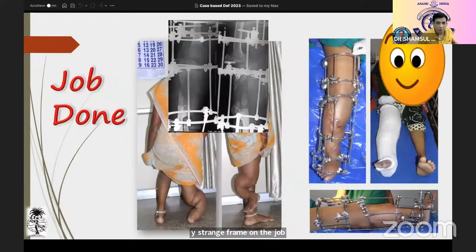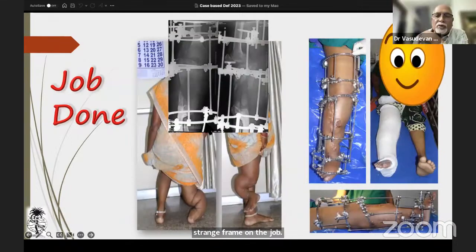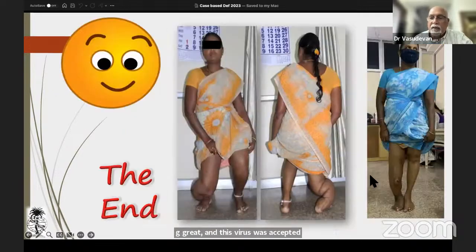Started correcting. That is how I got the length back. And some deformity, you can see the heel is in valgus. If I try to correct more, then the foot will create more because this is already a hindfoot lock. The subtalar joint was already in valgus. So I'm not able to correct more. So I did only that much. The foot is plantigrade and this valgus was accepted. So before and after.